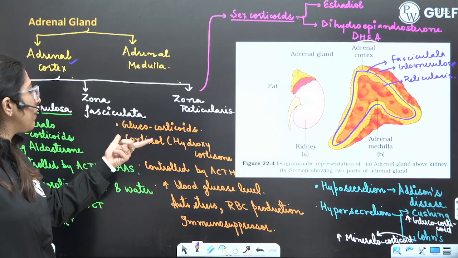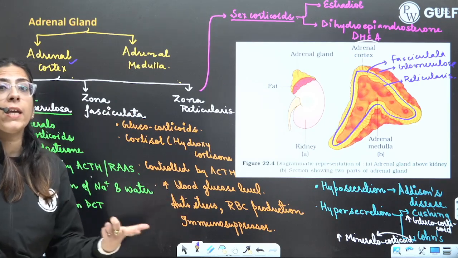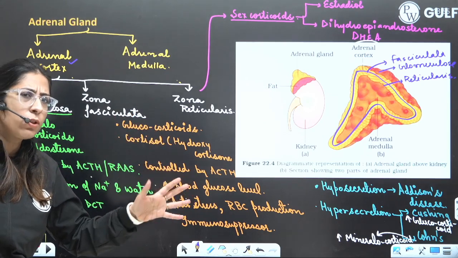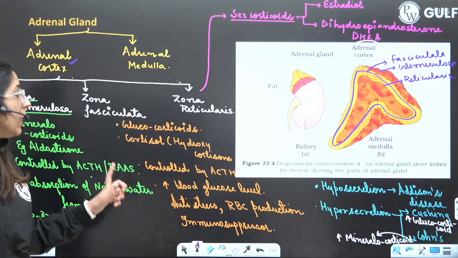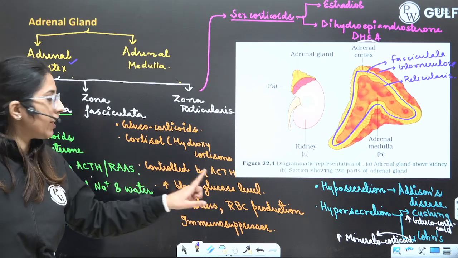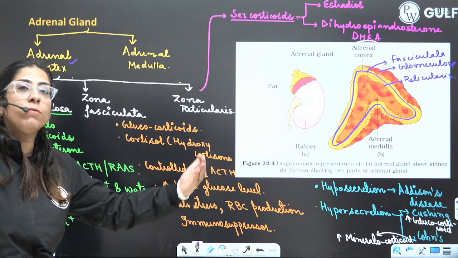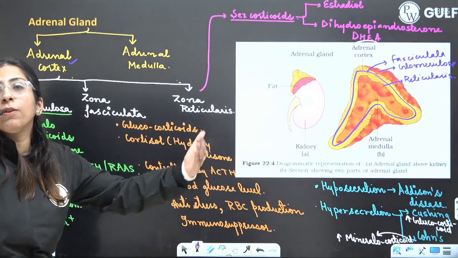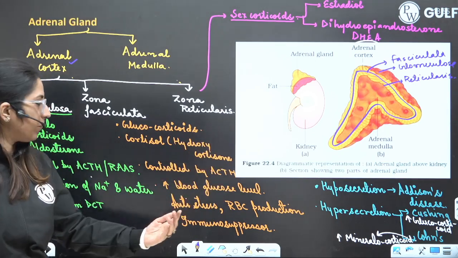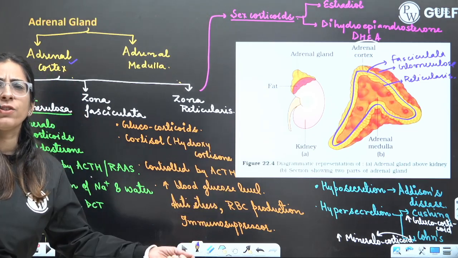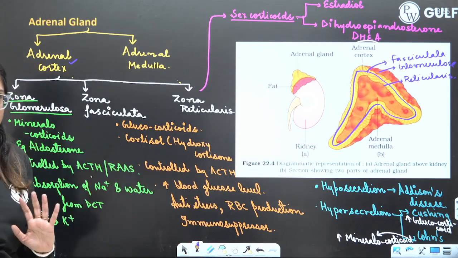They basically secrete cortisol, which is a life-saving hormone. Glucocorticoid, so it will be responsible for glucose metabolism in the body. This is also controlled by ACTH. It increases the blood glucose level by breakdown of carbohydrate, breakdown of fat, and breakdown of protein. Anti-stress, RBC production, immunosuppressant, anti-allergic, everything is associated with cortisol.